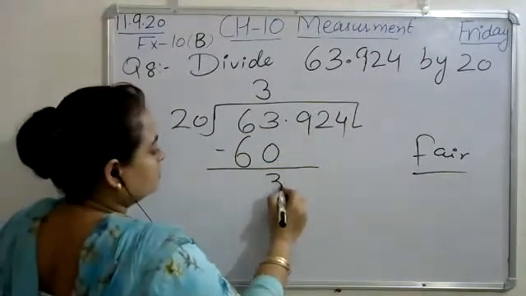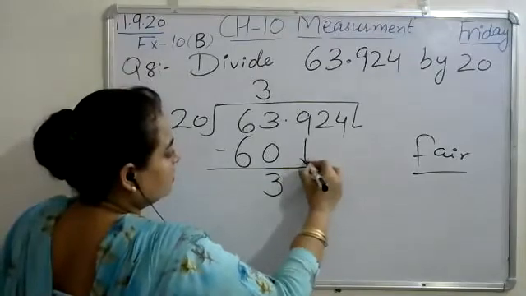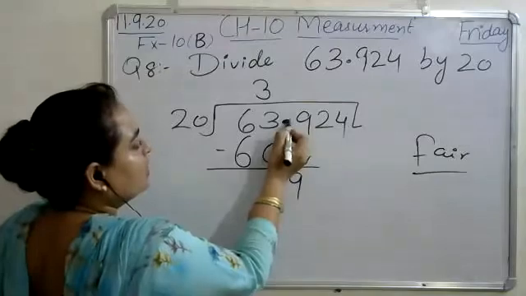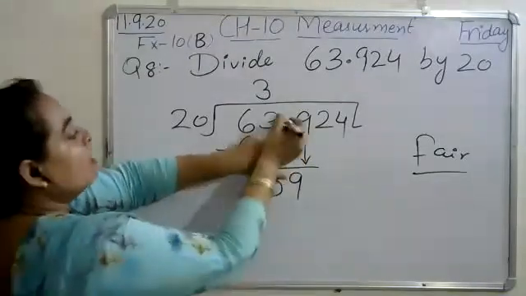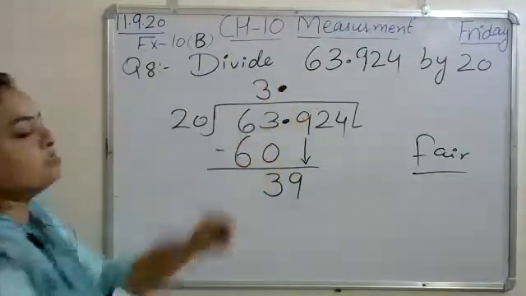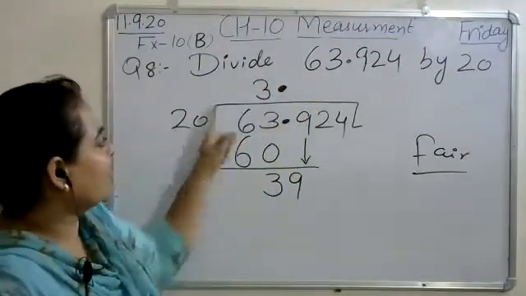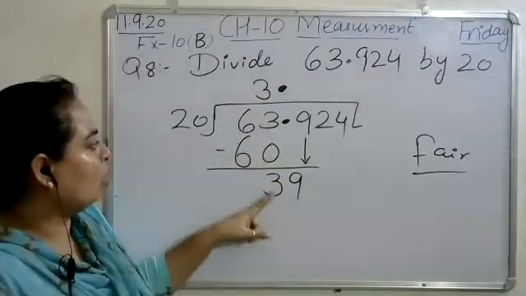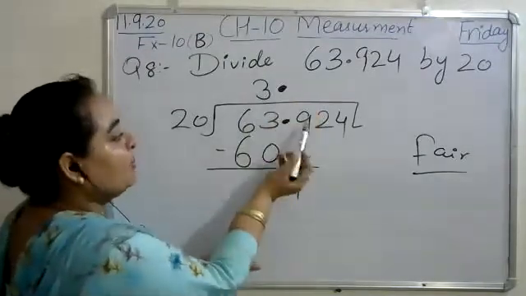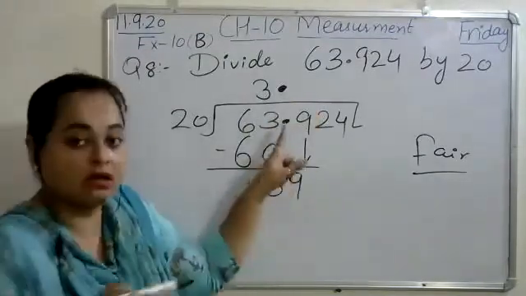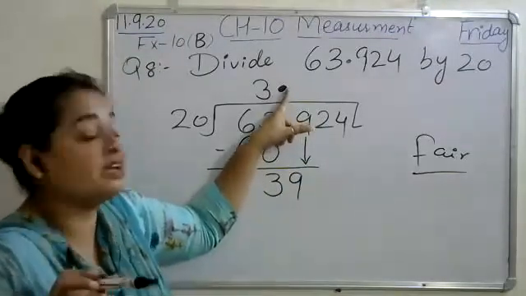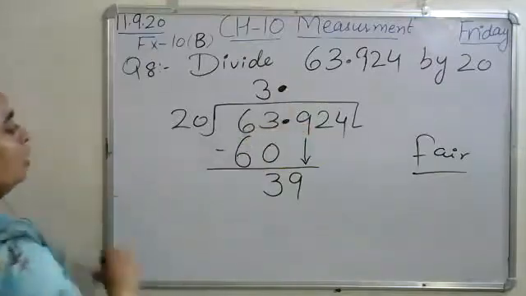3 nines, 9 comes down, but here you have decimal. So write this decimal here also. This is important. After subtraction, 3, 9 comes down, but before 9 you have decimal. So put this decimal here also. This is very important.